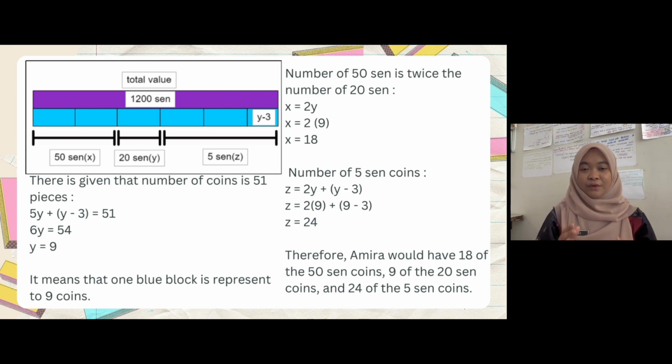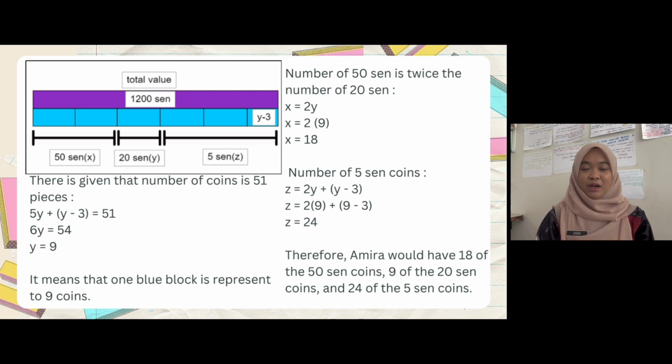As we know, the number of 50 cent coins is twice the number of 20 cent coins. So the number of 20 cent coins is 9. We know that 50 cents have 2 blocks and then 20 cents have 1 block. So we know the total number of coins for 50 cents is equal to 18.